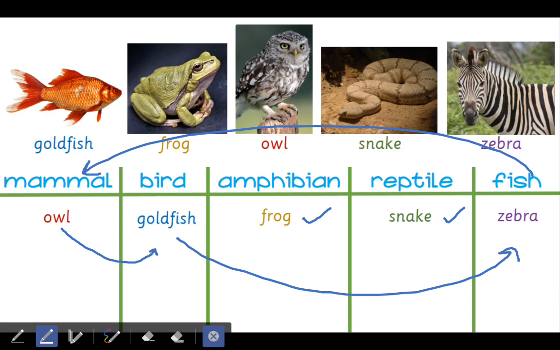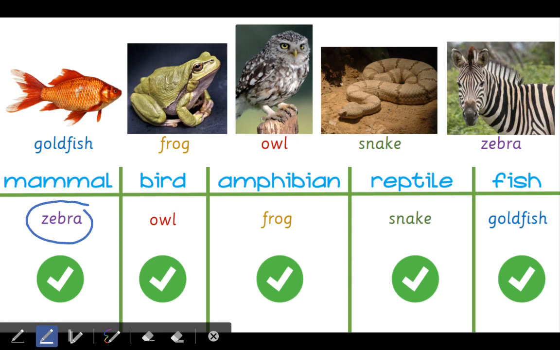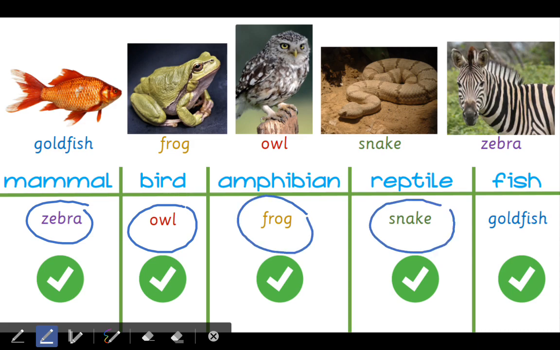Alright, do you want to see the correct classification? Right here you've got the correct classification. The zebra is a mammal, the owl is a bird, the frog is an amphibian, the snake is a reptile, and the goldfish is a fish. Fantastic! Thank you for helping me.